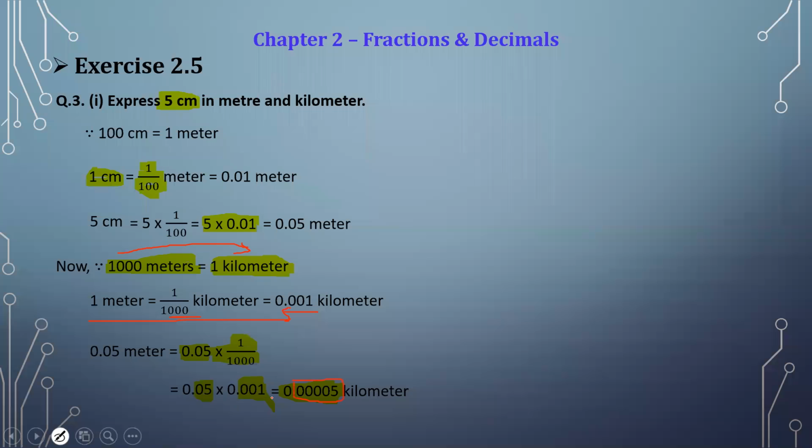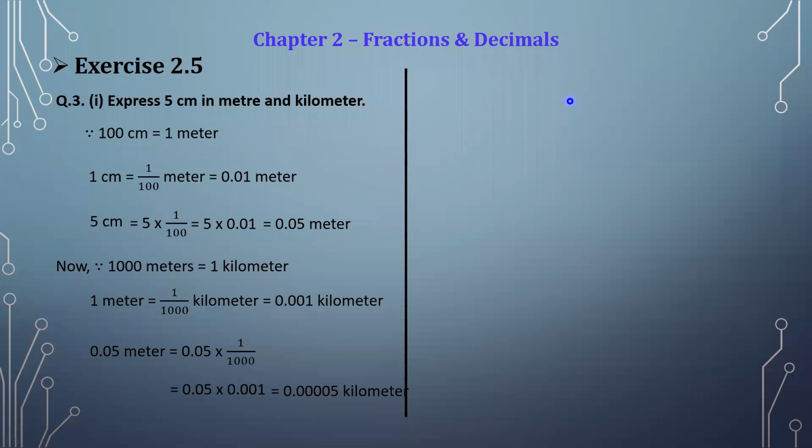And here 5 ones are 5. So that 5 will remain as it is, and a total of 5 digits are there after the decimal point. So in this way we can convert 5 centimeter into meter as well as kilometer. So here 5 centimeter is equal to 0.05 meter, and 5 centimeter is equal to 0.00005 kilometer. So that will be the conversion.